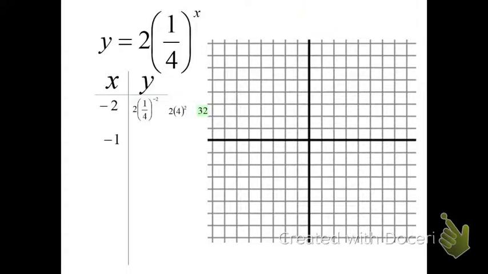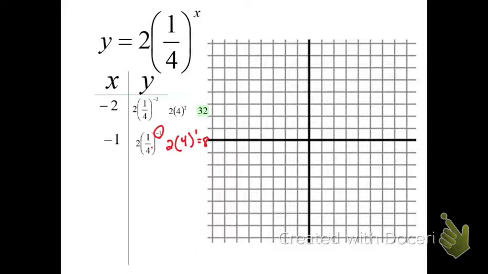Now if we try negative 1, now this one we should be able to fit on there, or at least close. This would be 2 times 1/4 to the negative first power. Now I'm going to try and do this one by hand. So this negative first power takes that fraction inside here and flips it. So we still have the 2, but if we flip that fraction, it'd be 4 over 1, or just 4. And then it'd be the first power. Now 4 to the first power is just 4. 2 times 4 is 8.